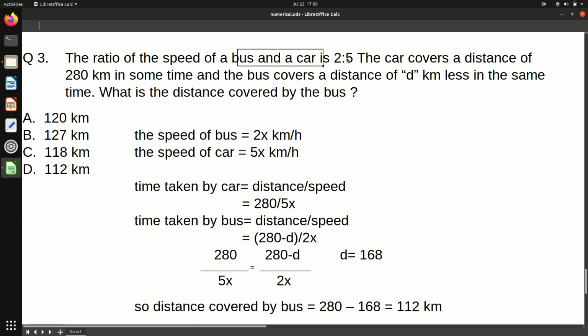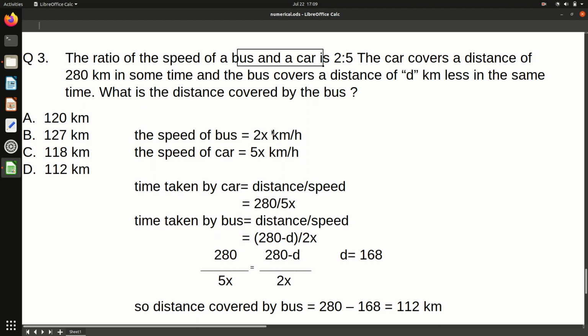So see, whenever you have a ratio like 2:5, the speed of bus to car is 2:5. So make sure you are keeping track of the ratio which is on top. Like in this case, bus is to car is 2:5, so bus will be 2x, car will be 5x. Okay. So it is 2:5, not 2 and 5. So we have to keep it like this, 2x and 5x. So the bus speed will be 2x and the speed of car will be 5x.